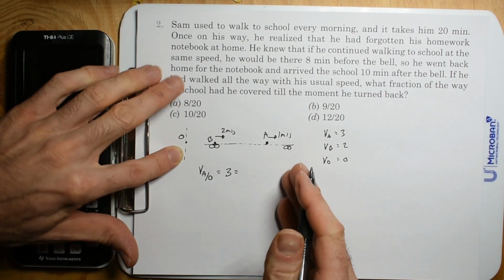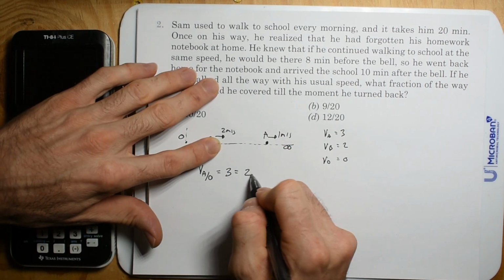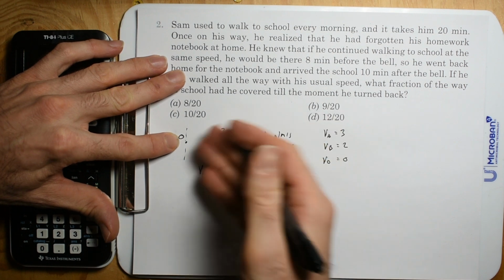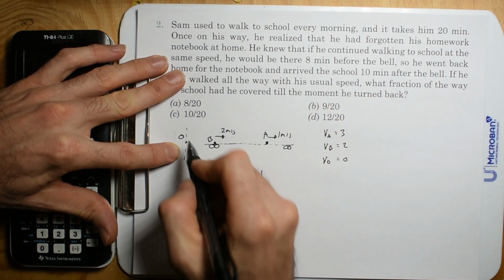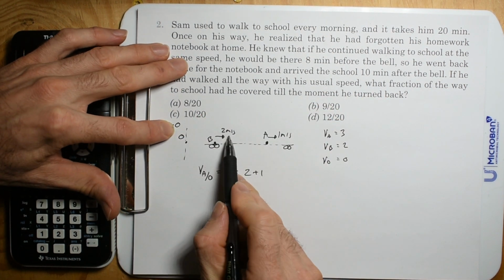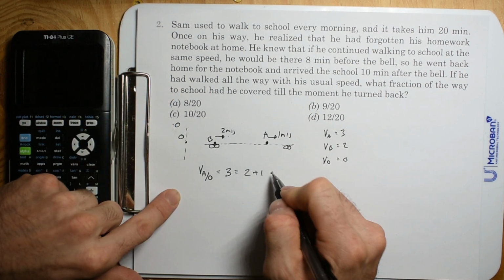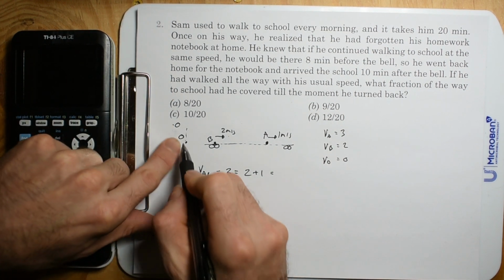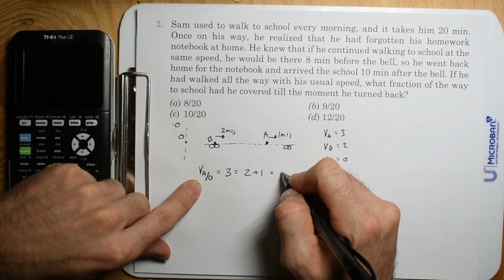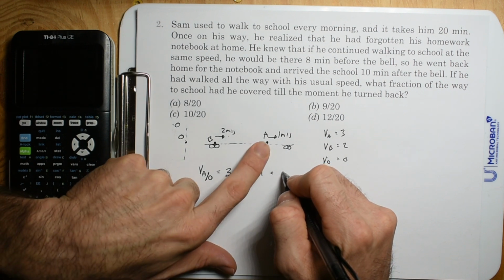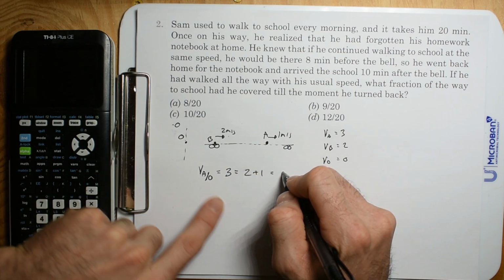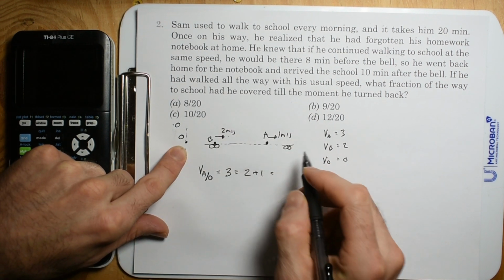But why is it going to be 3? Well, it's going to be 2 plus 1. I think we can see that. We're obviously not going to subtract anything. This velocity is 0. This velocity is 2. This velocity is 1. So we know that velocity of A, as seen from O, has to be, well, how would you write this?